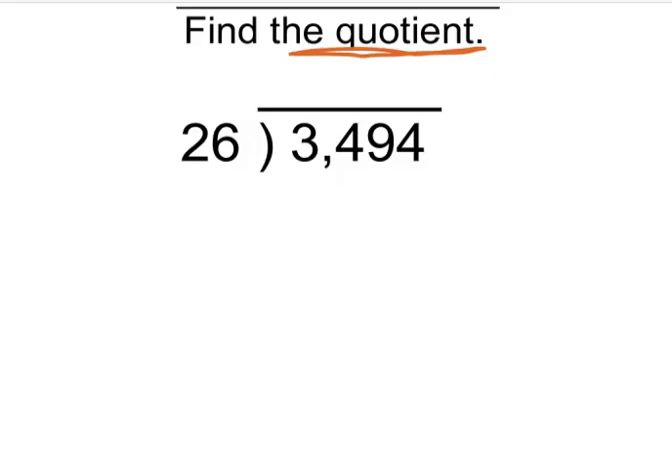So we can't do 26 into 3, but we can do 26 into 34, and that would be 1 time. 1 times 26 is 26. We're going to subtract that. So we're going to have to borrow from the 3 and make that a 2. 14. So we have 14 minus 6, and that equals 8. And then we'll bring down the 9.